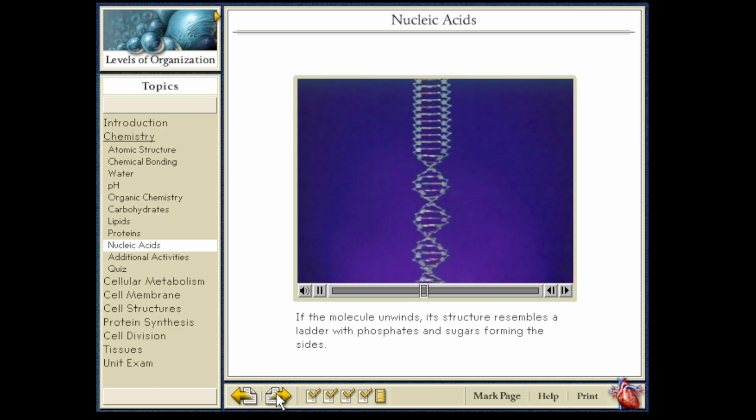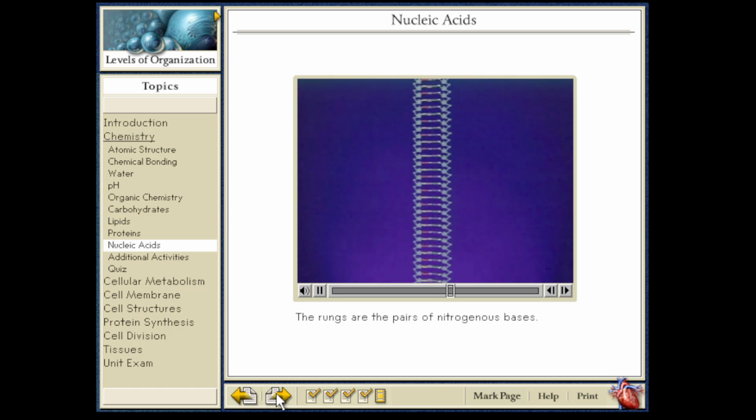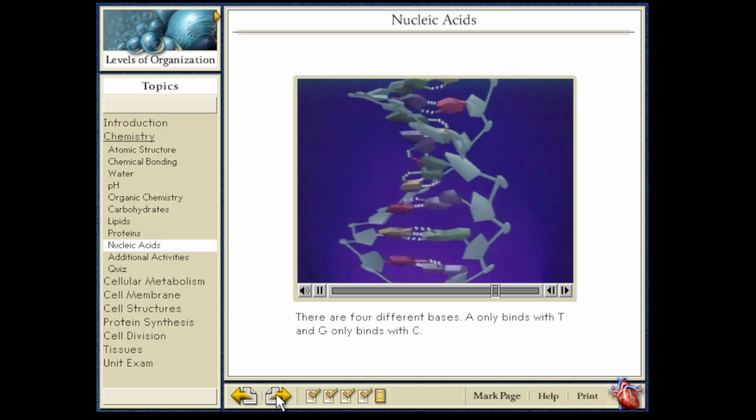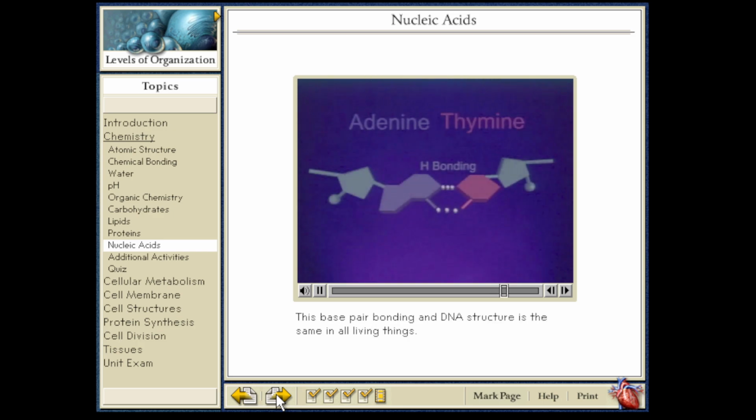If the molecule unwinds, its structure resembles a ladder with phosphates and sugars forming the sides. The rungs are the nitrogenous bases of nucleotides on opposite sides of the ladder. There are 4 different bases, and only certain pairs are possible in forming the rungs. Adenine is always opposite thymine, and guanine is always opposite cytosine.